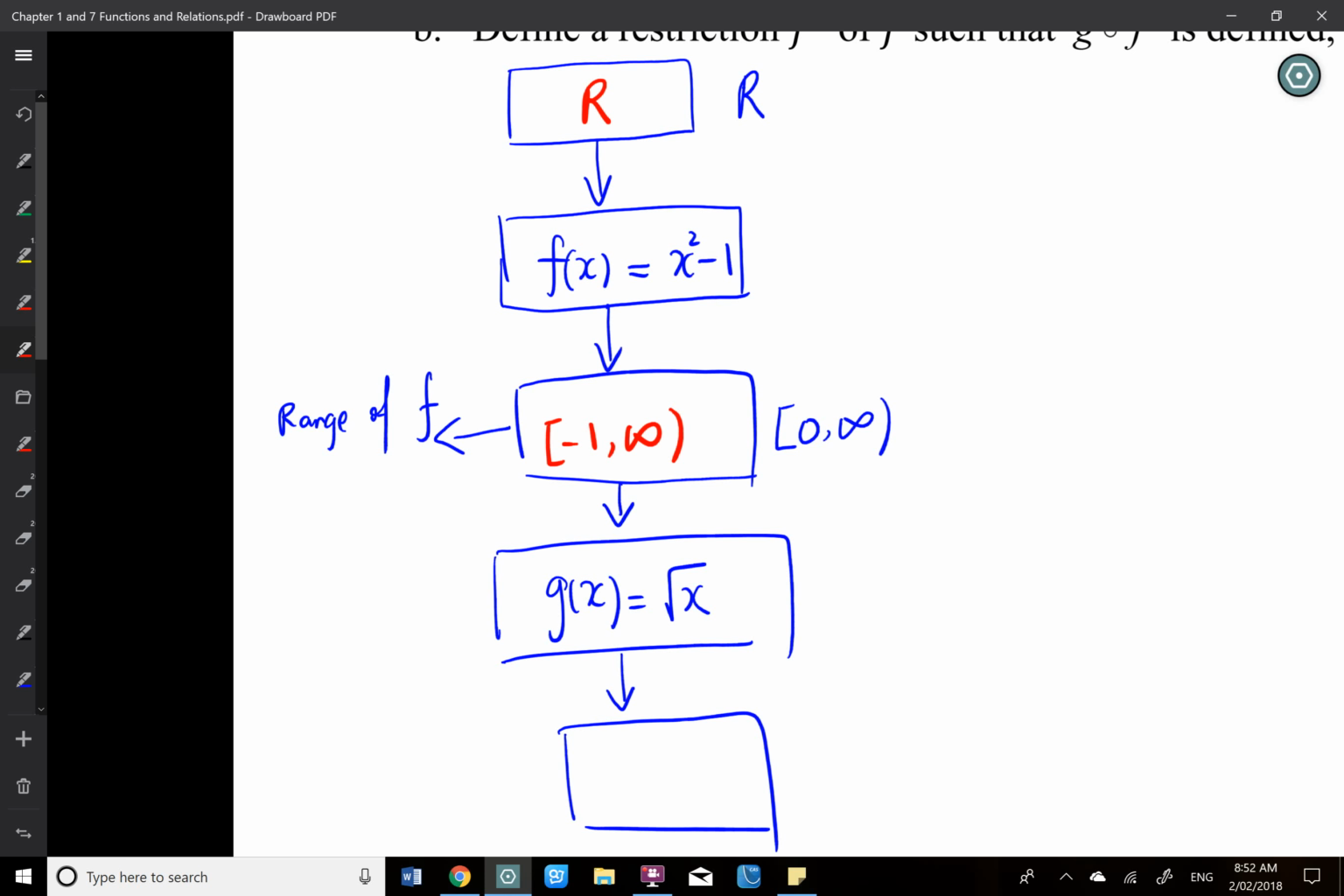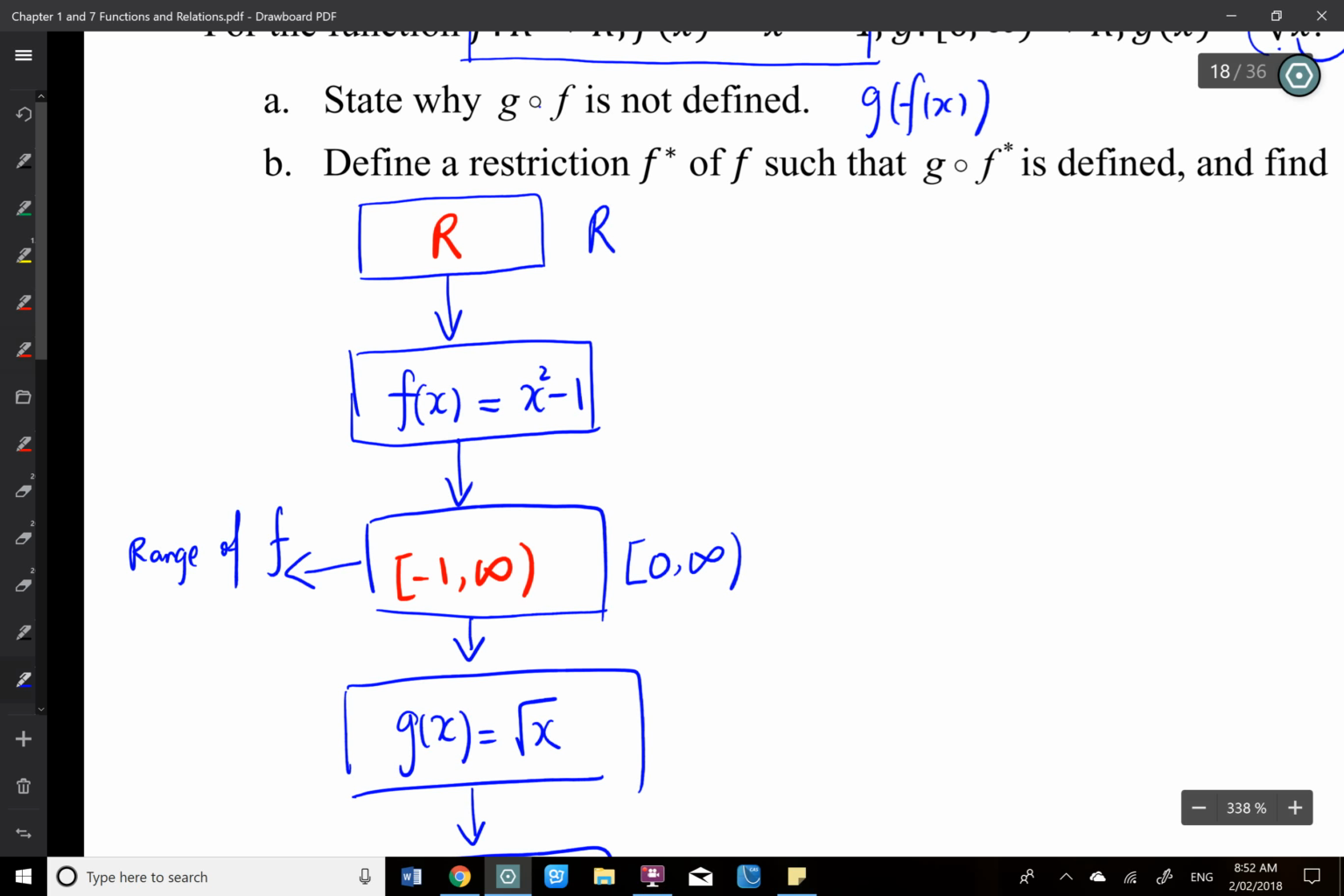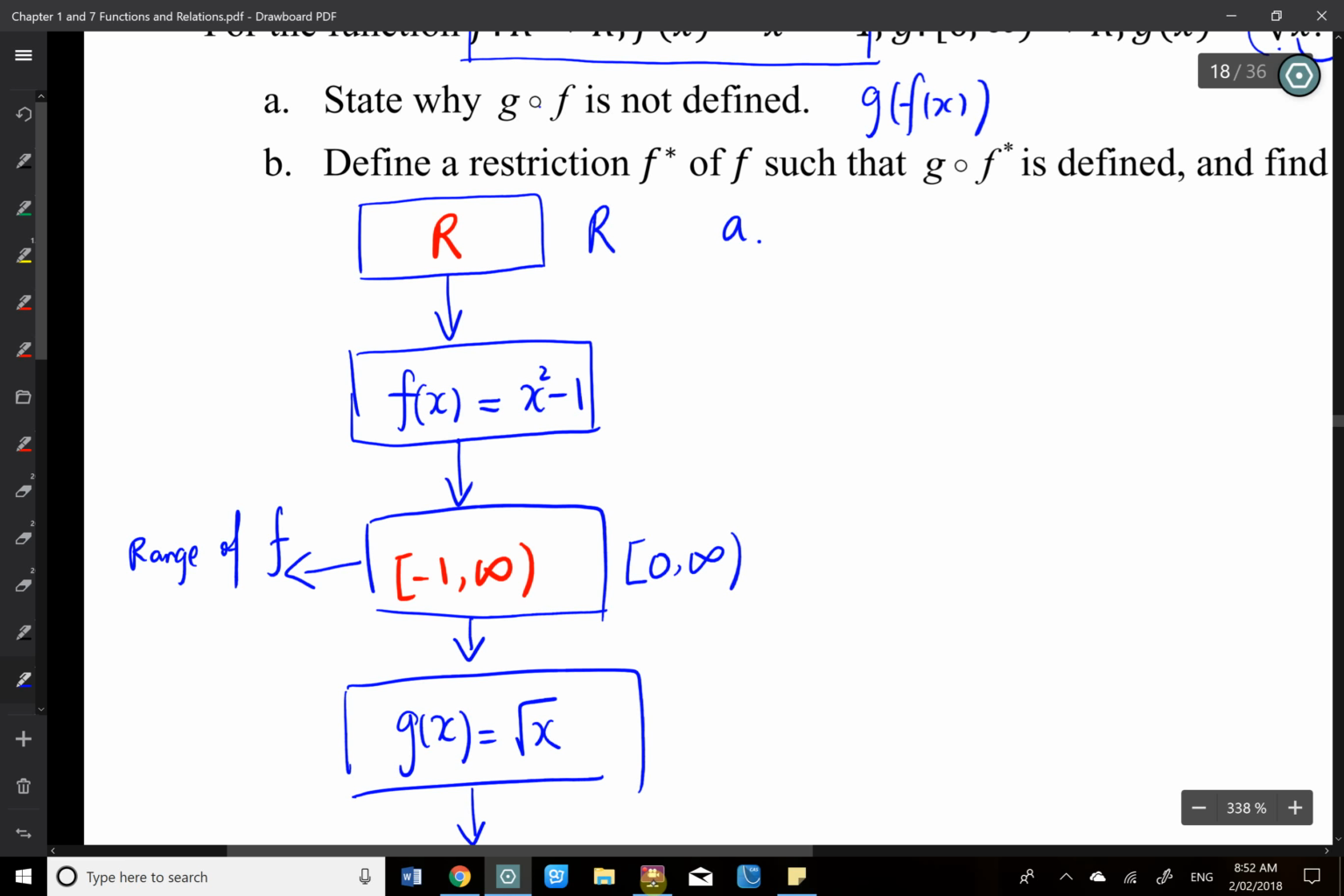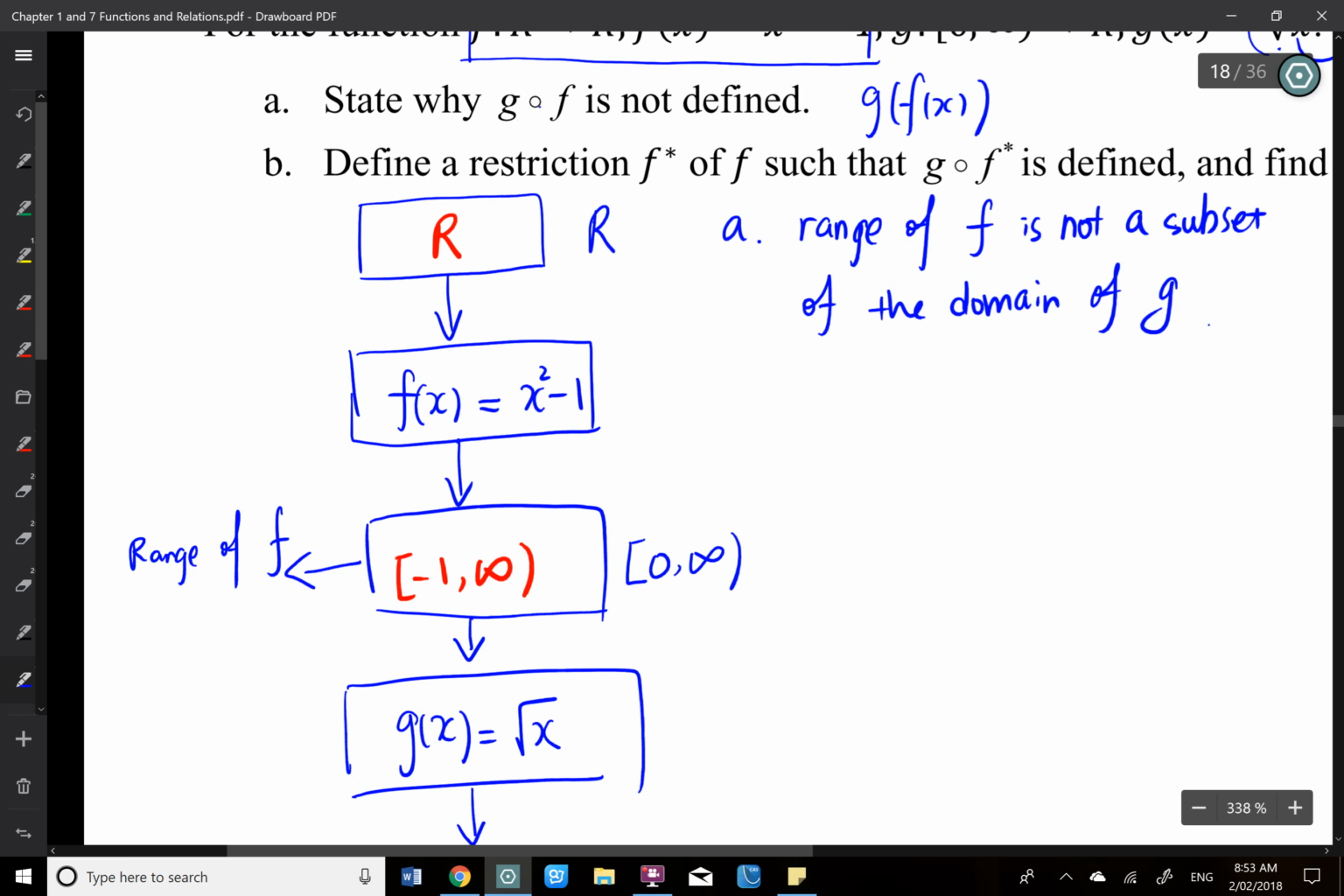Some of the values, yes, it can work. For example, I put 1 in. I got 0, and then 0 can keep going with that. A lot of values can work, but for some particular values, it doesn't work. It can't keep going. So how I can answer this question, for part A, what I need to answer is the range of f, let's use math language, is not a subset of the domain of g. That is the reason why it doesn't exist.